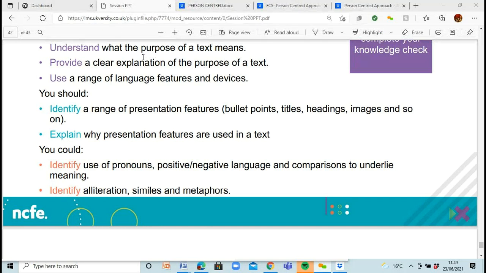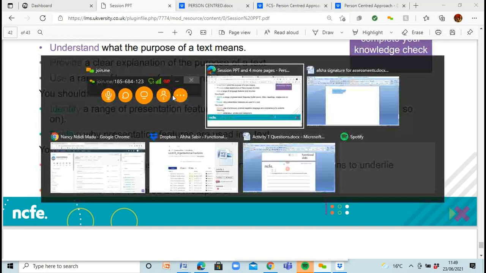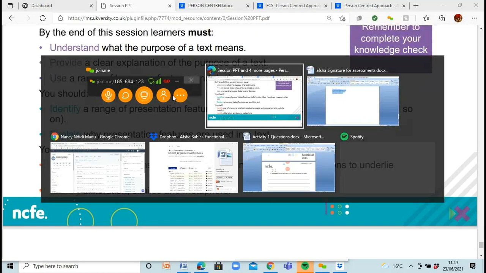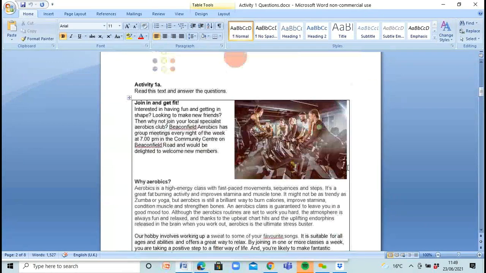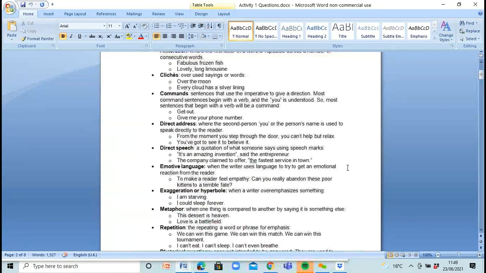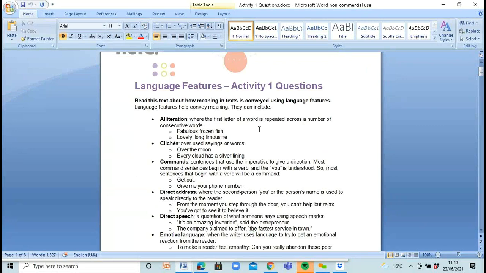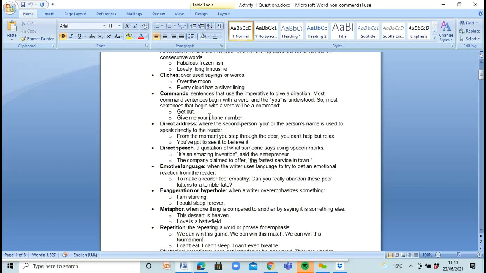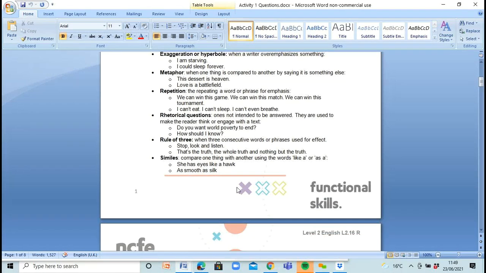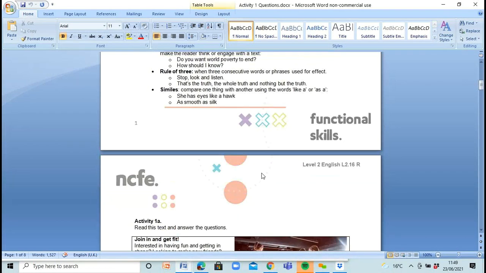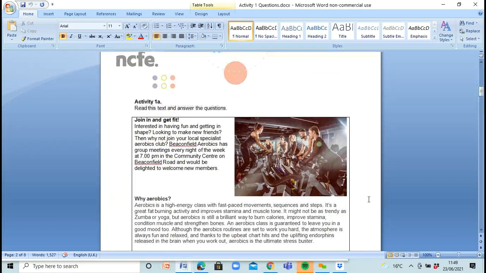So Pauline, I just want to go over the homework with you. And I thought we could answer one of the sections together. I've already emailed this to everyone, so it should be in your folders. Now, we go over language features, just going over alliterations, clichés, direct address, and so on. Just telling you what these things are, and it's got examples as well. So it's a nice recap on what we've done. Then you've got this activity now.